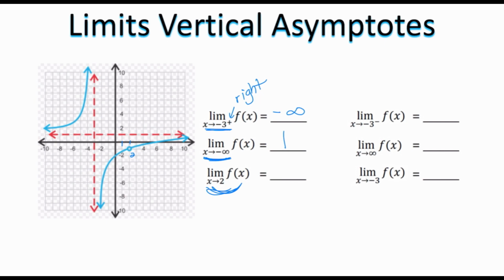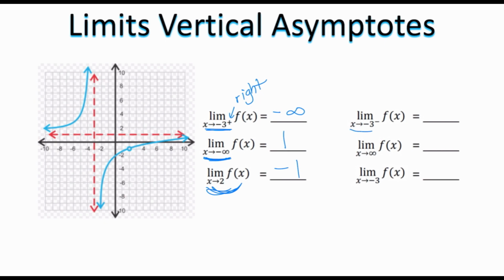So as I come from the right-hand side, right here, as I get closer and closer to 2, notice that my y value is getting closer and closer to -1. So as I move closer and closer to 2 from the right-hand side, my limit is -1. If I come from the left-hand side, the limit as x approaches 2 is also going to be -1. So the limit from the right is -1, the limit from the left is -1. Therefore, the limit as x approaches 2 is defined as -1.